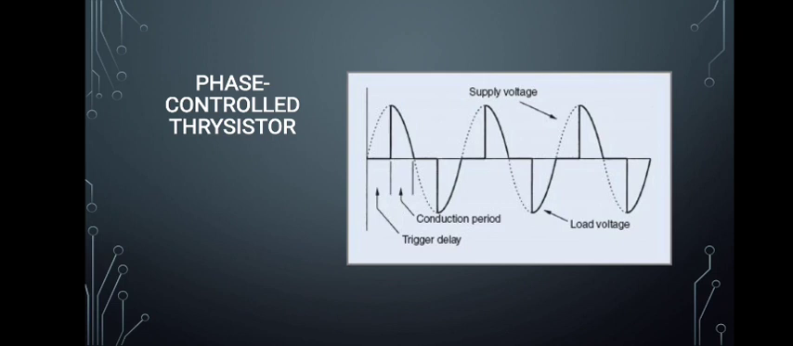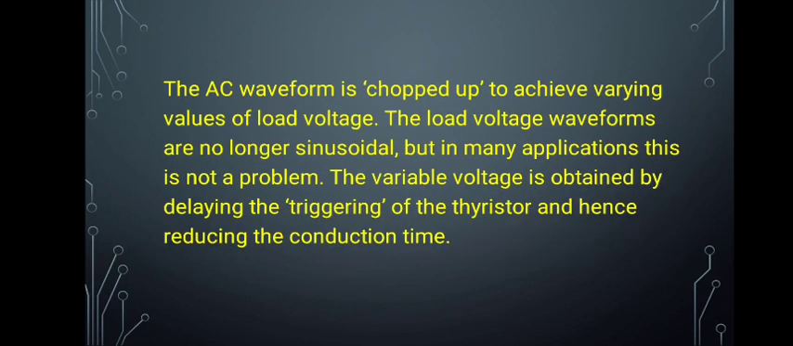What is a phase-controlled thyristor? The AC waveform is chopped up to achieve varying values of load voltage. The load voltage waveforms are no longer sinusoidal, but for many applications this is not a problem. The variable voltage is obtained by delaying the triggering of the thyristor and hence reducing the conduction time.